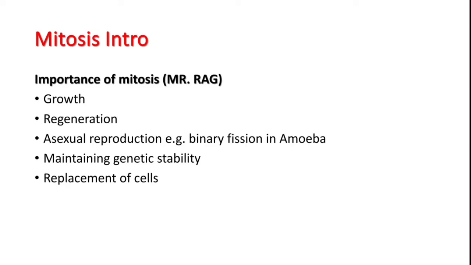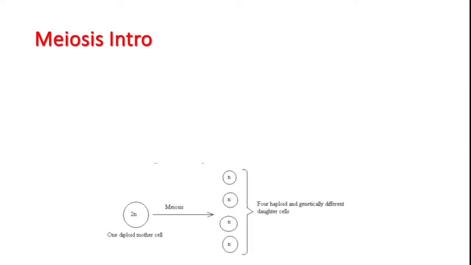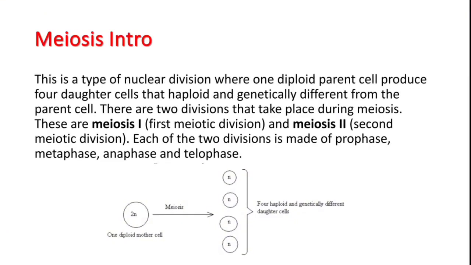All right. So those are the reasons why mitosis is important. Let's look at meiosis, though we already have a diagram there. So what is meiosis? This is a type of cell division where one diploid parent cell produces 4 daughter cells that are haploid and genetically different from the parent cell.